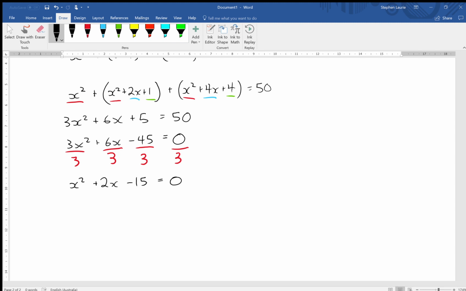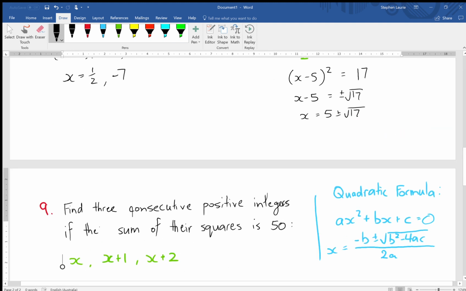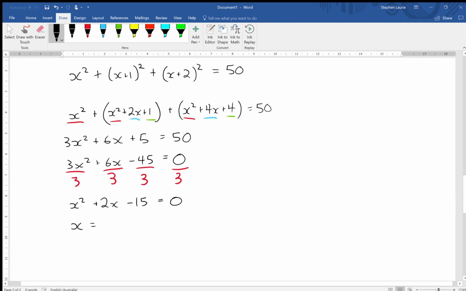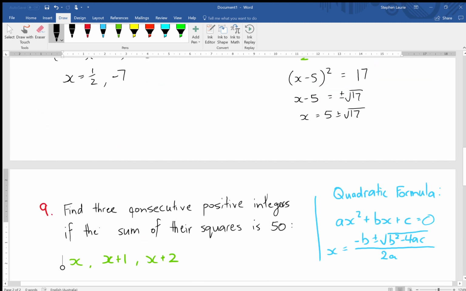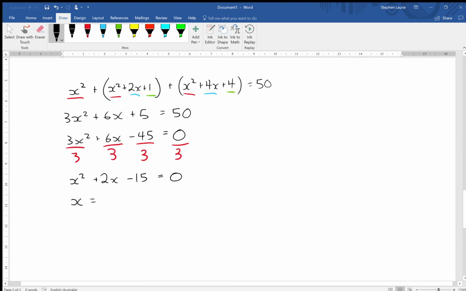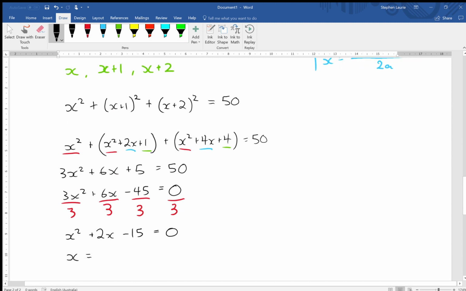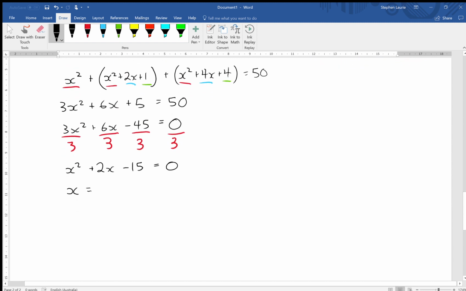Also, if you notice, this is the exact same question that we had in number 6. So just skipping a few steps because we already did this one, we found out that if we solve this, we get x equals 3 and negative 5.